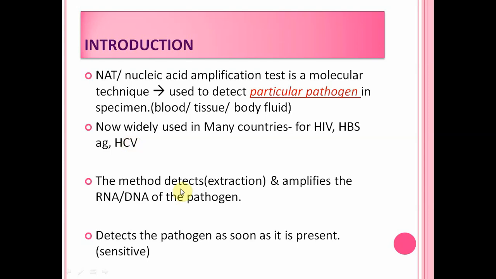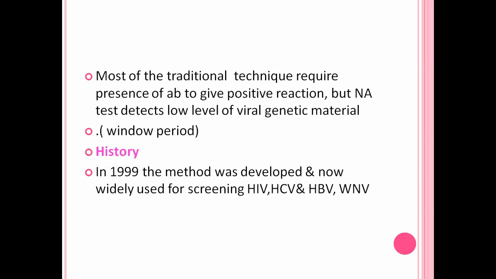The method involves extraction and amplification of the genetic material of the pathogen. So first it detects the virus, extracts the genetic material, and results in the amplification or multiplication. It detects the pathogen as soon as it is present, so there is no need to wait for the development of antigen or antibodies. So it is a sensitive method. Most of the traditional techniques need the presence of antibody to give a positive reaction, but NAT testing detects the viral genetic material. If it is present at a lower level also, that is detected by this test.